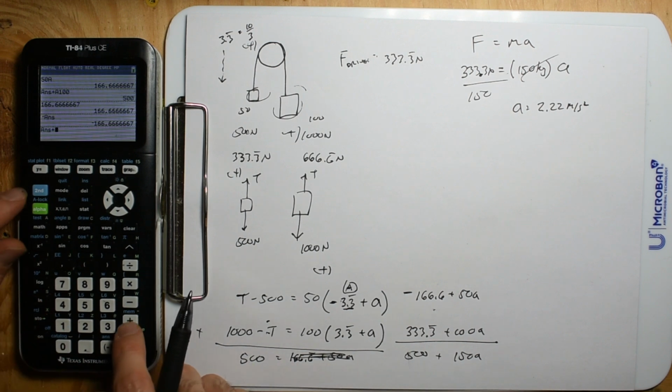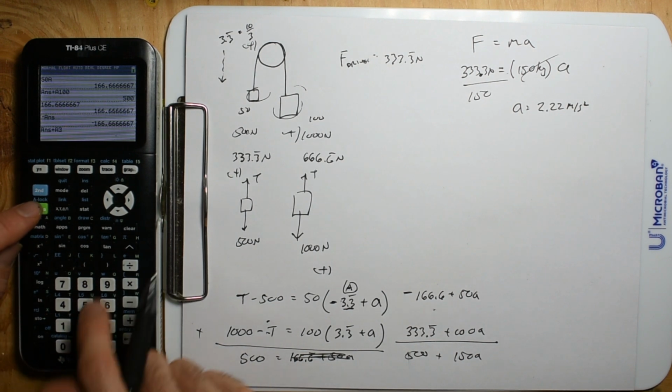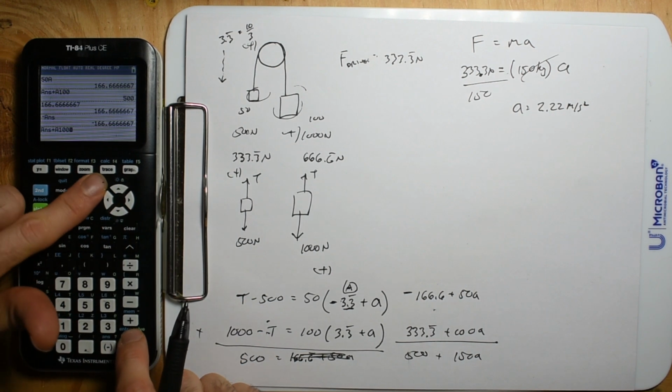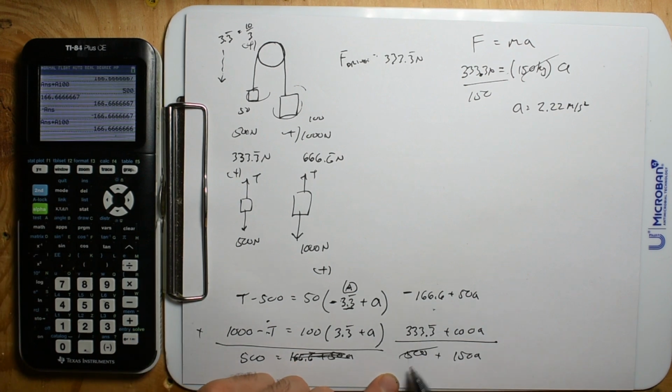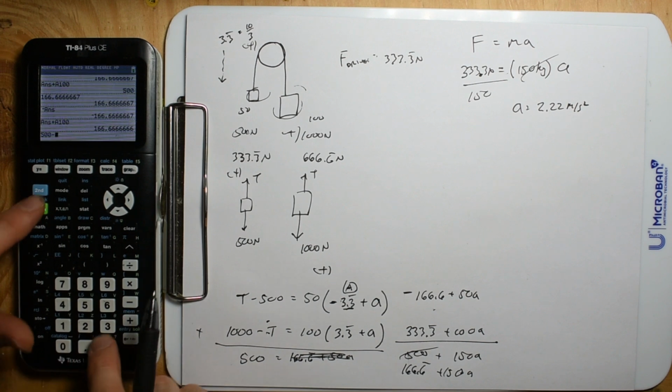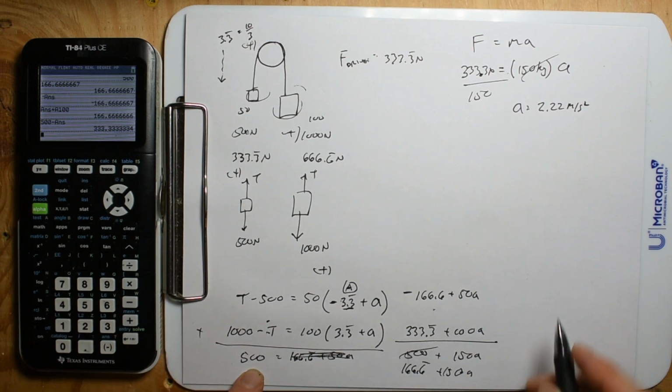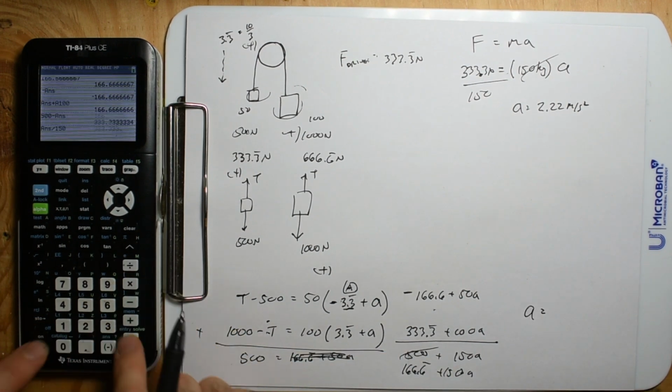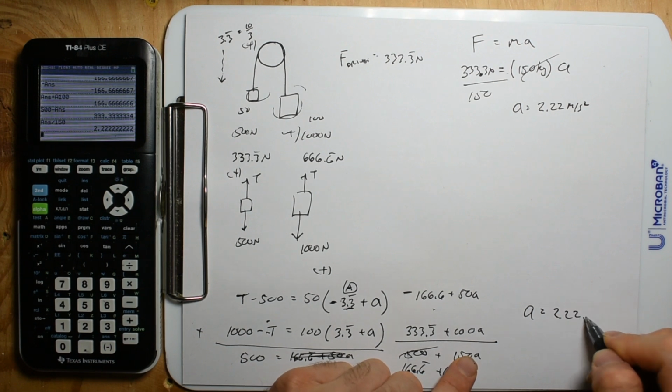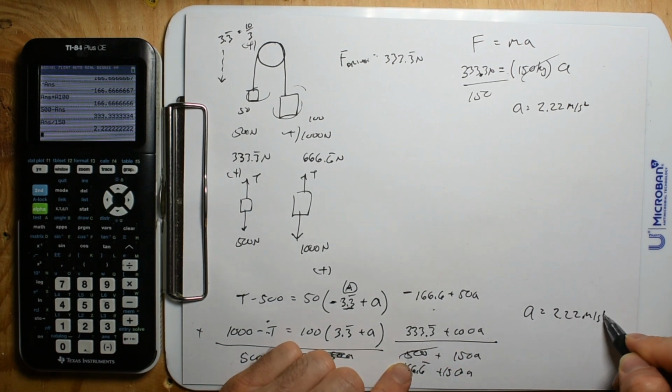And so now we have this being negative, and now we're going to add it to that. And then we just get 166.6 plus 150A. And now we subtract this from 500, and then divide by 150. So A is going to be this divided by 150. And we get 2.2. All right, so that was the technical way to do it.